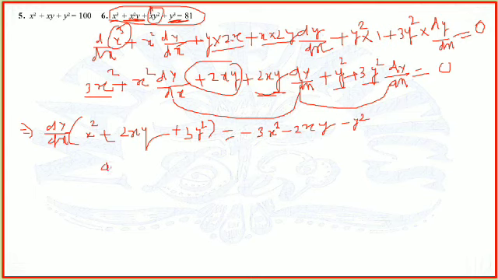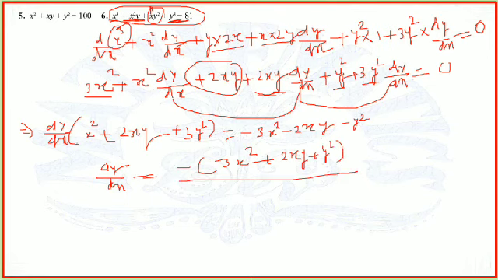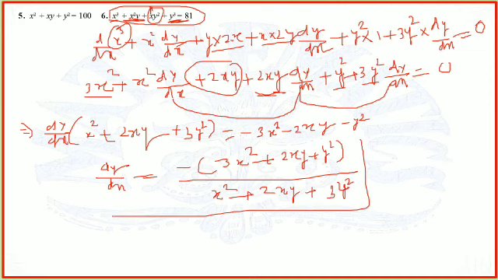Now dividing both sides by x square plus 2xy plus 3y square, dy upon dx, which is our final step, is equal to minus common, 3x square plus 2xy plus y square upon x square plus 2xy plus 3y square. So this is the differentiation of question number 6. That's all.